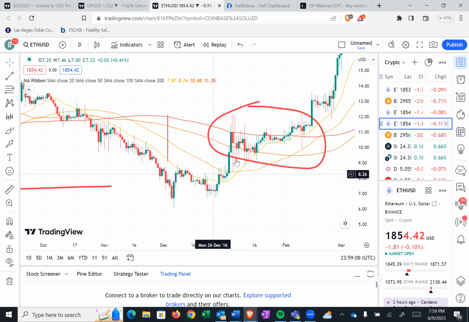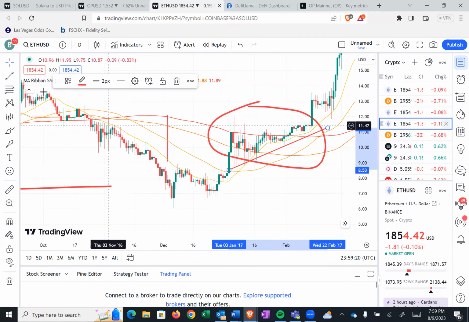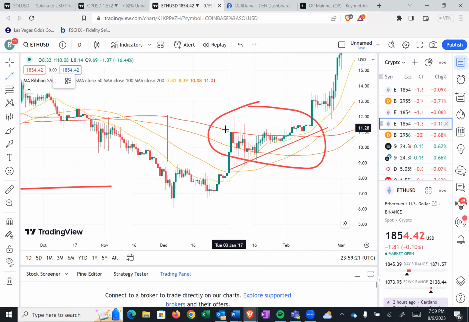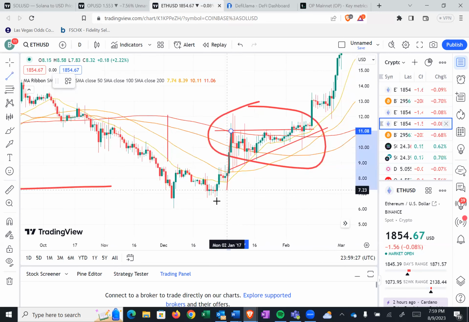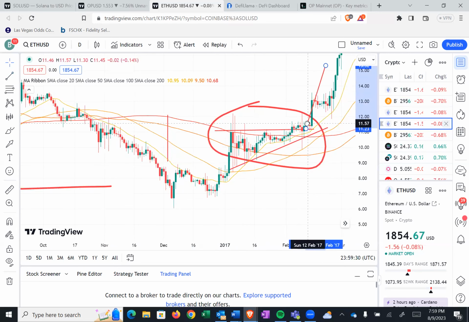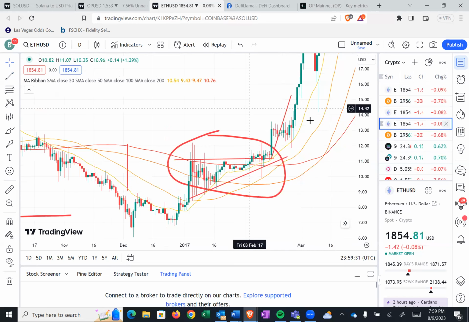We made the 20 support. We came all the way up to the 200. We tested it, came back down, and sort of just had this accumulation, but it was an upward accumulation. So it was kind of a little bit of a flag. Okay. What you could say was a bull flag. And then when we broke that, we just went nuts.